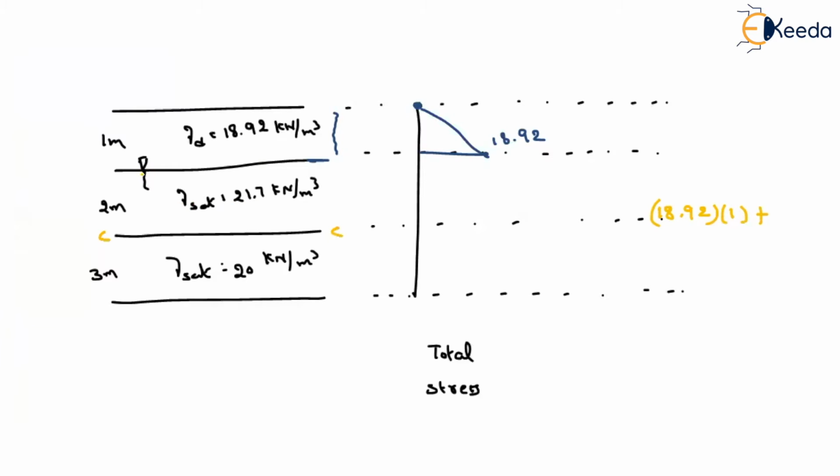See, you also have water. That means if you keep your hand at CC, you will feel the weight of water also. So that's why the stress is 21.7 into, what is the total depth? 2 meter. So 21.7 into 2. Solve this and tell me how much you will get. So we'll feel a stress of magnitude 62.32. So here kilonewton per meter cube into meter. So what is the unit here? Kilonewton per meter square.